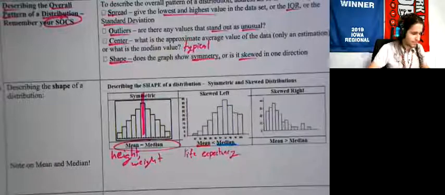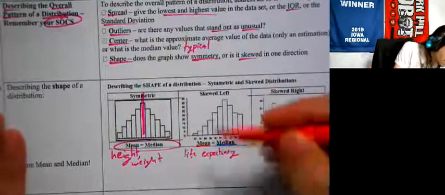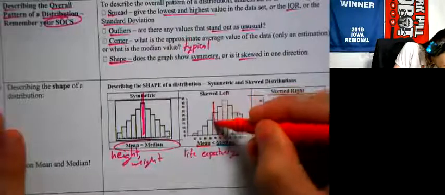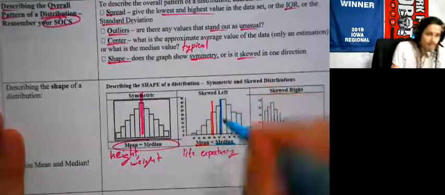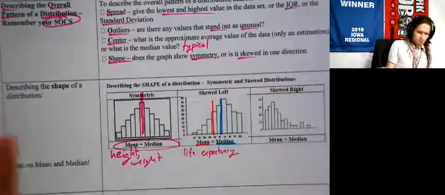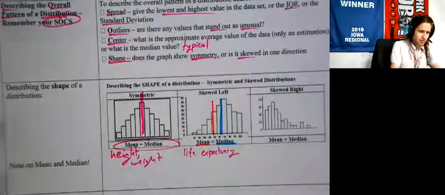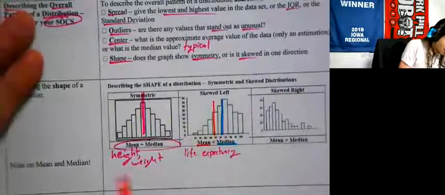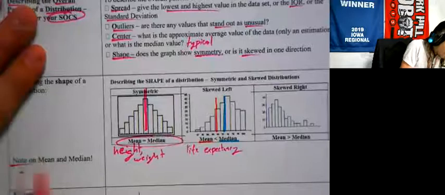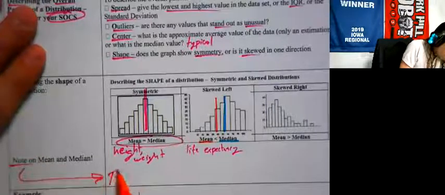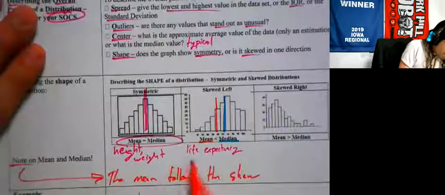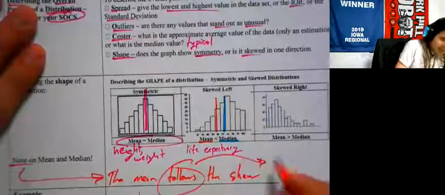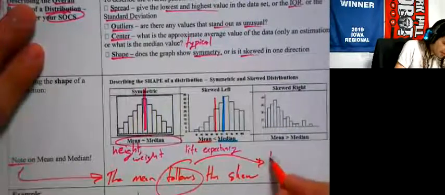So what do we see here? Mean is less than the median. Well, the mean might be here, whereas the median might be over something like here. What does that mean in terms of the mean and the median and the skew? Well, I'm going to make a little note down here. The mean follows the skew. When I say follows, I mean, well, it's heavily influenced.